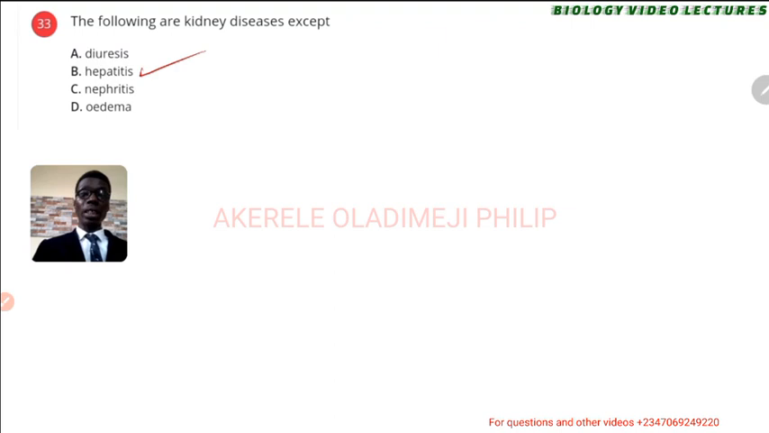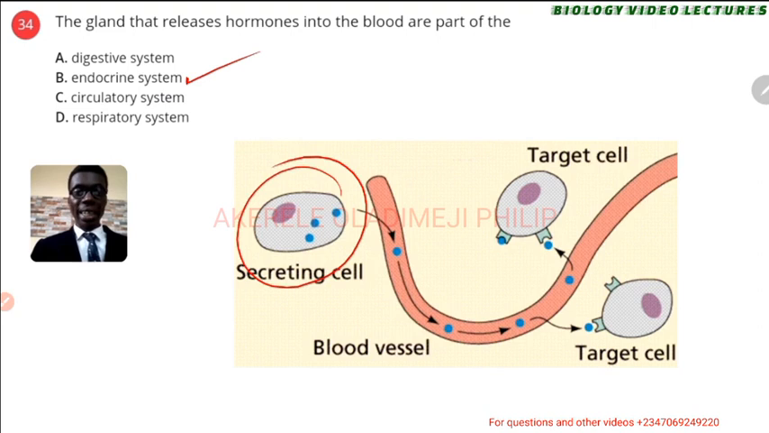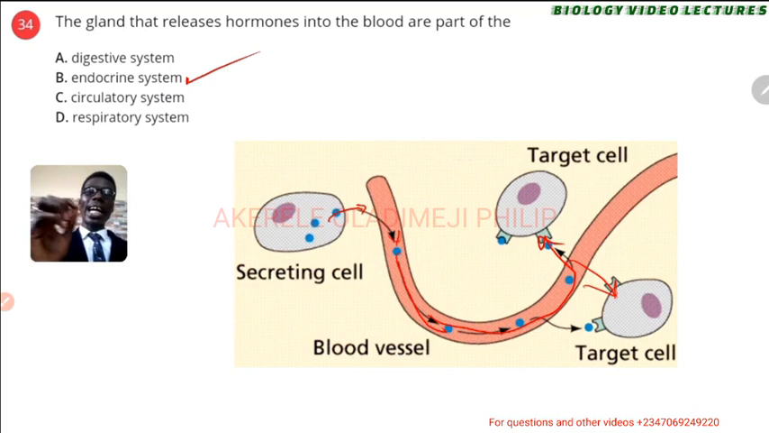The glands that release hormones into the blood are part of the endocrine system. Those are called endocrine glands, or some books will call them ductless glands. Why they call them ductless glands, this is the reason why. This is a gland that has hormone in it. The hormone is secreted into the space of the cell. From the space of the cell, it diffuses into the bloodstream, and in the bloodstream, it is taken to where it is needed. So there's no duct, that's what's called ductless. Some other glands have a duct that will take the secretion to where it is needed. But in the case of these ones, there's no duct that sends it there. Rather, it releases its content into the bloodstream, and from the bloodstream, it is taken to the target cells.